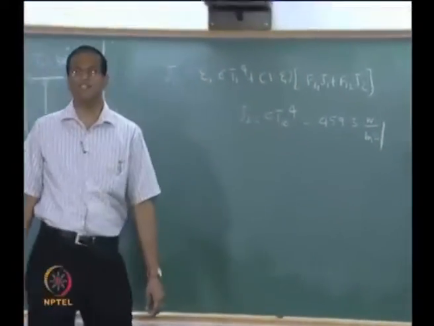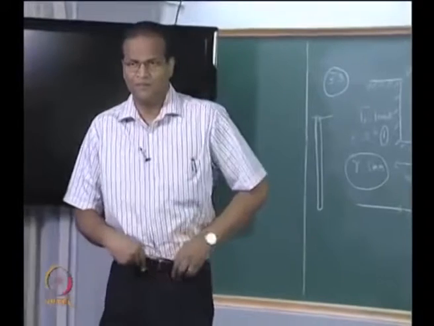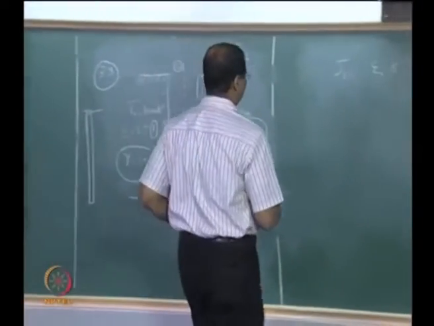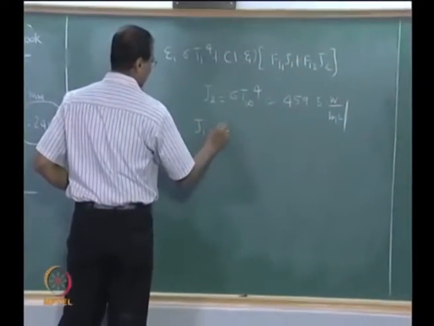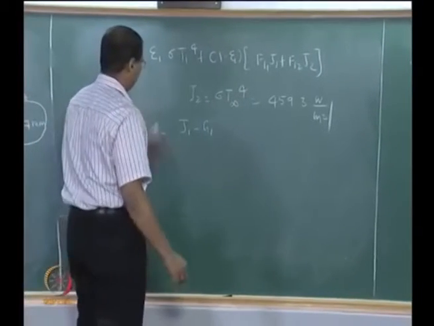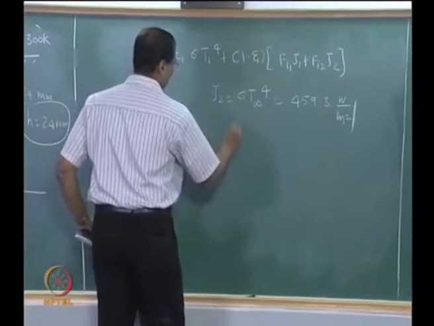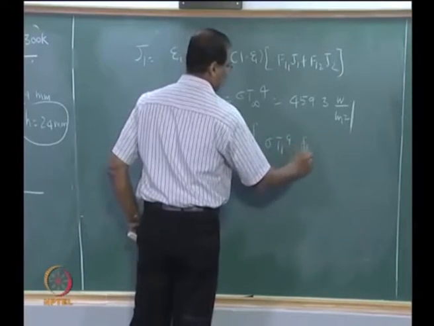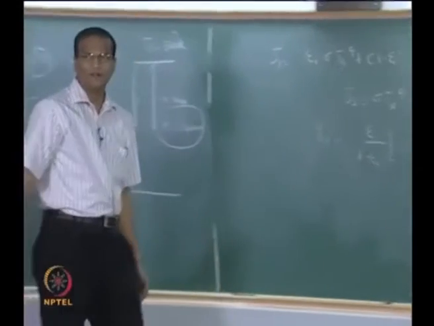For 1000 Kelvin you will get 56,700 watts per meter square. That is clear, 5.67 10 to the power of minus 8, right, into 10 to the power of 12. Okay. Now, what is now, why unnecessarily? We can use this, right? Fine. Let us get J1 now.